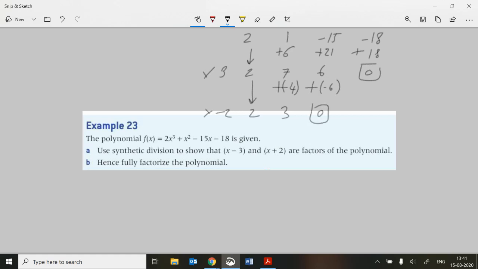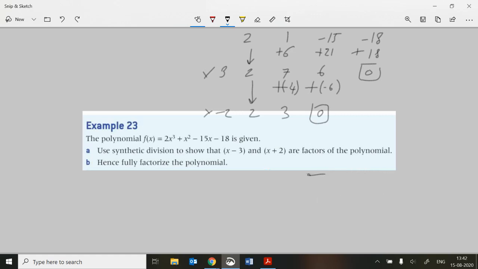And now we can see that this is also a factor. And we should state, therefore, this is a factor. Therefore, it's implying that f of minus 2 equals 0. Therefore, x plus 2 is a factor. Okay, is a factor. So that's what we should say to the examiner.